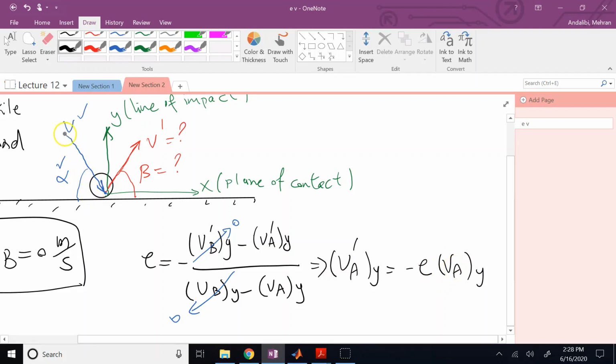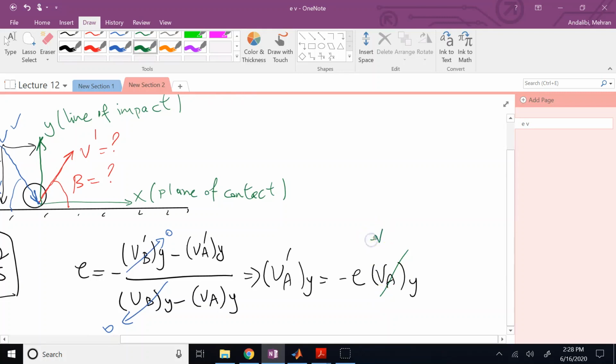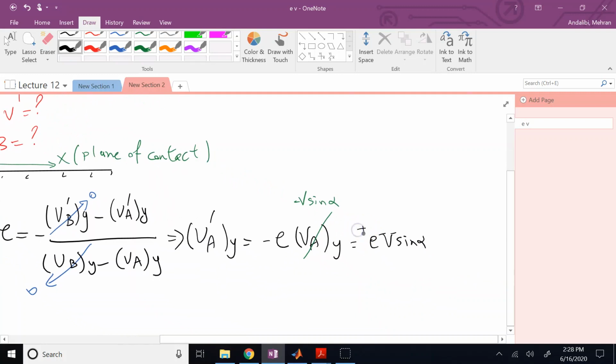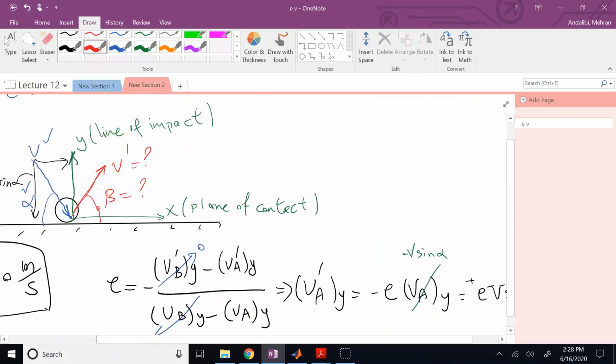And what is VA of Y? Right? VA has magnitude V, and it has angle alpha, so the Y component is going to be V times what? Yes, sine alpha. Right, this guy here. This is V times sine alpha. And since it's downward, it is negative. So what is this? This is negative V times sine alpha. So if you cancel out the negatives, you're going to get E times V times sine alpha. And it is positive. Is that correct? Yes, because if you look at the component of V prime, which is the same as V of B, clearly you see the Y component is what? Positive. Right?